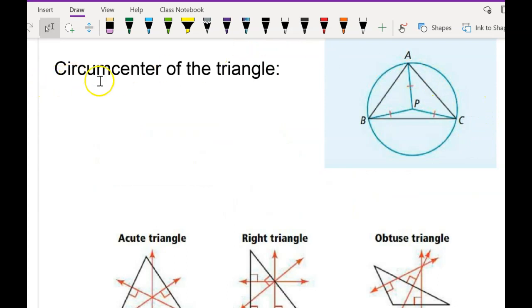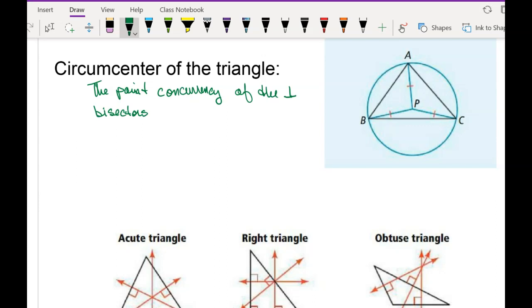Okay, so now we have another vocabulary word. So now we're going to talk about the circumcenter of the triangle. And the circumcenter of the triangle is the point of concurrency of the perpendicular bisectors of a triangle. So point P is the circumcenter of the triangle.